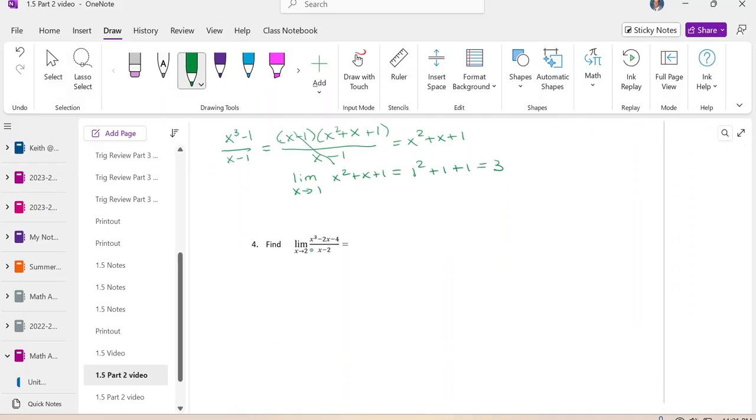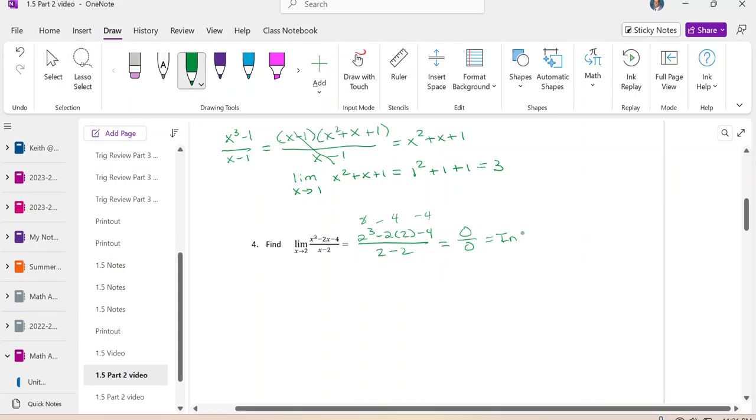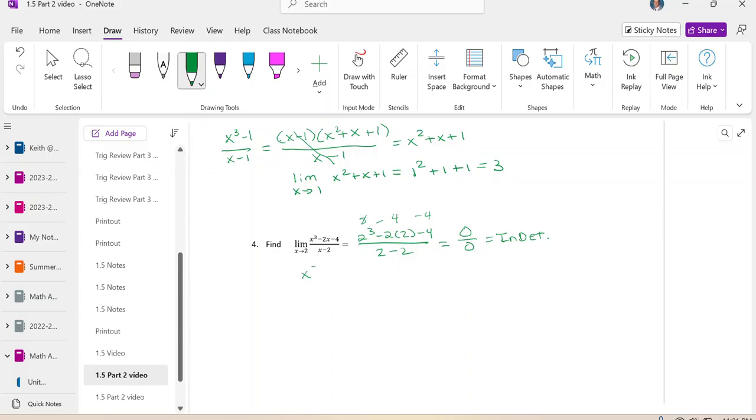So for example, here it says the limit as x approaches 2 of this function. So let's put 2 in. So 2 to the third minus 2 times 2 minus 4 all over 2 minus 2. So that gives us 8 minus 4 minus 4, which is 0 over 0. So once again, that's indeterminate. So therefore, what we have to do is we have to do algebra to simplify this.